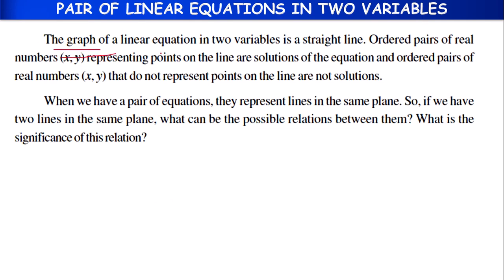The graph of a linear equation in two variables is always a straight line. The ordered pairs of real numbers (x, y) which lie on the line are the solutions of the equation. Those which are not on the line are not the solutions.